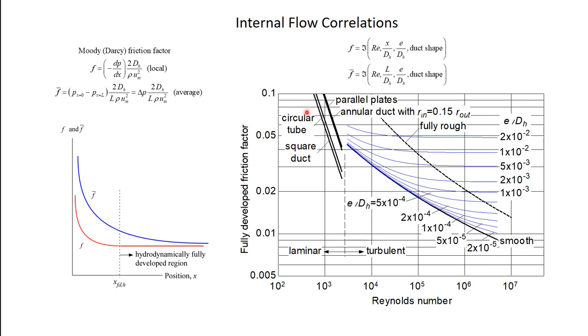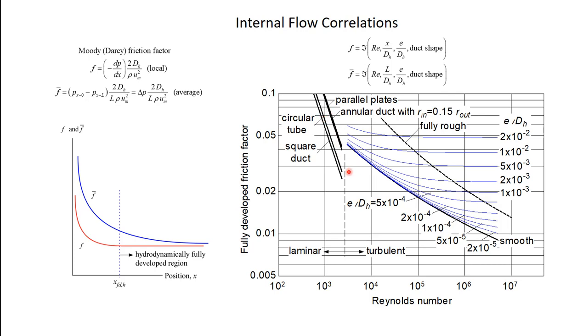If you look over here at the laminar flow, you see that what matters is the duct shape, right? You have different lines here for different types of ducts, square ducts, circular ducts, and so forth. What doesn't matter, though, is the relative roughness. You don't see any different lines here for different relative roughness.